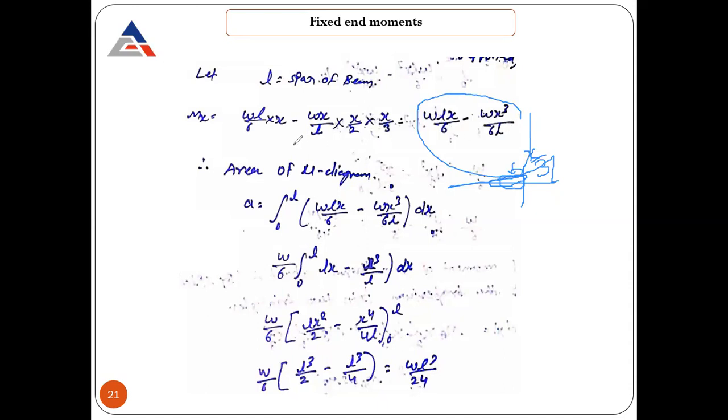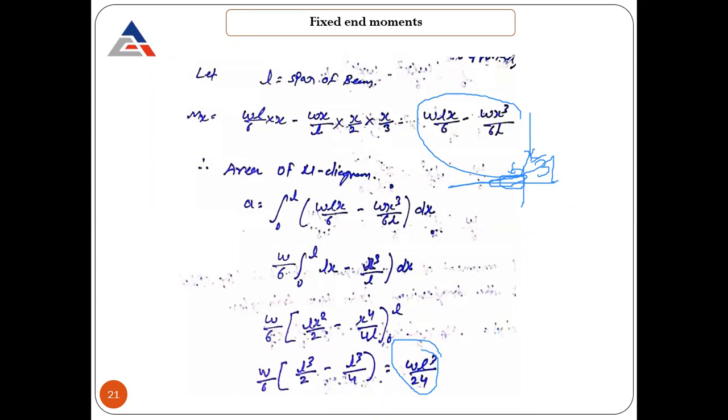Solve it and you will get the Mx value, the moment at any section x. If you want to calculate, just take the M/EI diagram, which is 0 to L, integrate it, or area is nothing but integration of anything. So WL square x by 6, simplified. This is WLx square by 6 minus Wx cube by 6L into dx. Take W by 6 as common, or you can say the constant value, 0 to L, Lx minus x cube by L. Simplify it, you will get the value which comes out to be WL cube by 24.